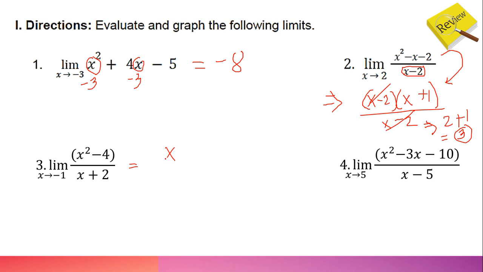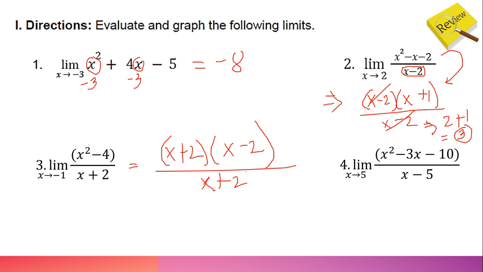Just open your mic po. X plus 2, x minus 2. Very good. Then, lagay natin yung x plus 2 dito. So, cancel na yan. X minus 2 yung natira. Then, meron tayong negative 1. So, negative 1 minus 2 is negative 3. So, negative 3 is the answer number 3.